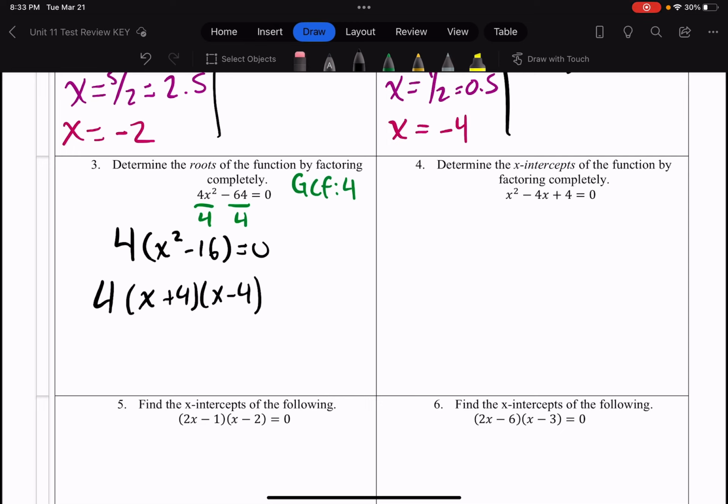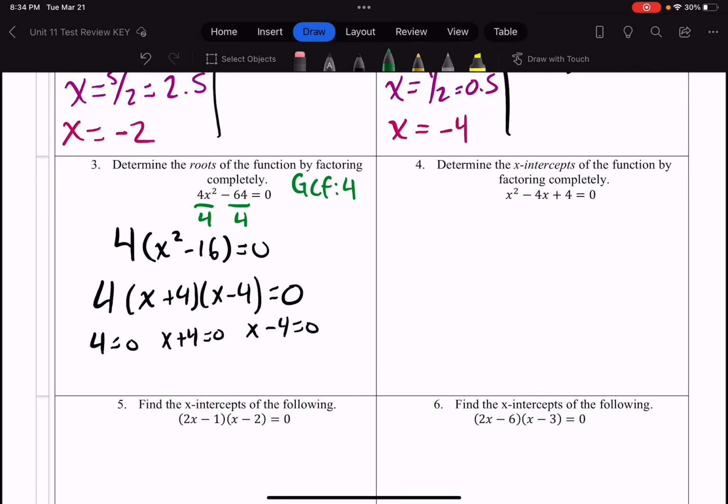There's subtraction in between. And now if I'm solving by factoring, I need to set each of my factors equal to 0. This is the zero product property. So if one thing equals 0, then I know at least one of its factors must equal 0 as well. So I can say 4 equals 0, x plus 4 equals 0, and x minus 4 equals 0.